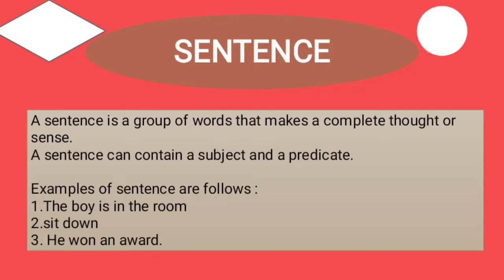Now, let's look at examples of sentences. The boy is in the room. You can see that this statement contains a subject and also a predicate. Like we said earlier, a sentence contains a subject and a predicate. Now let's look at the second example. Sit down, a statement and also a sentence. So it makes a complete thought. He won an award. You can see that this also makes sense.